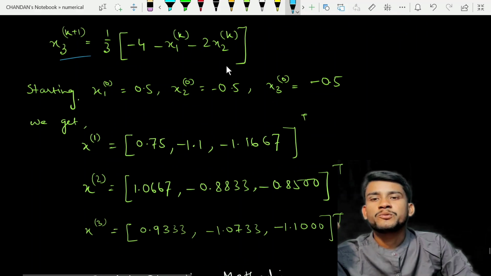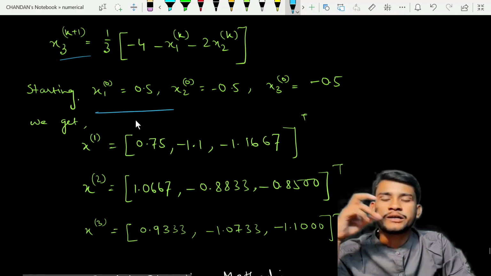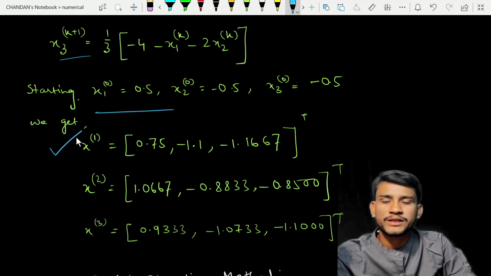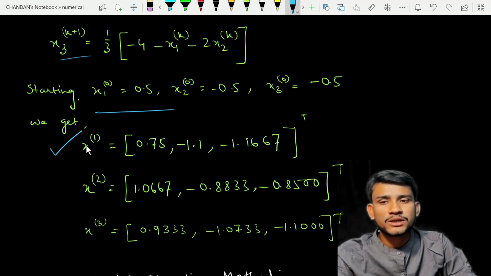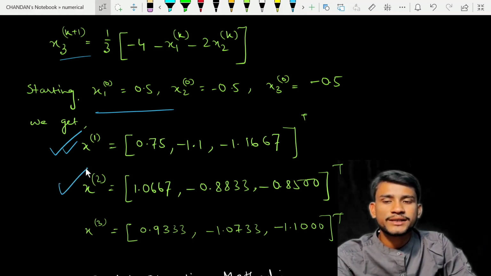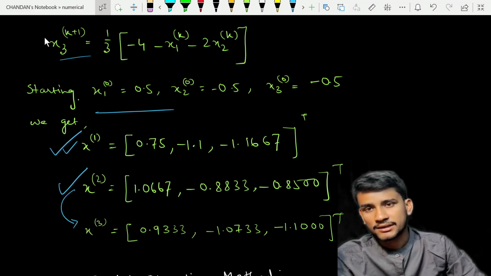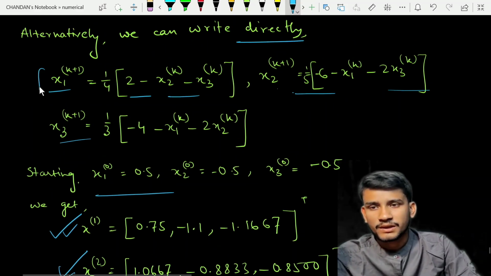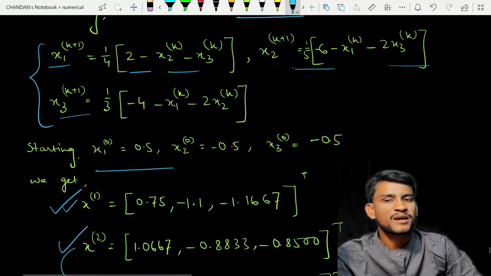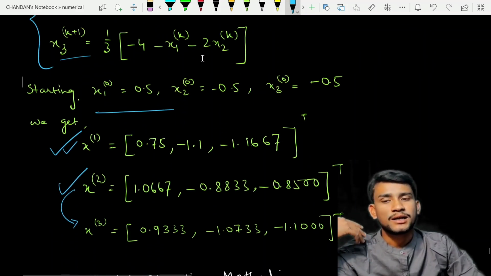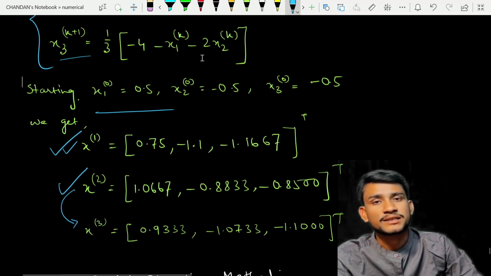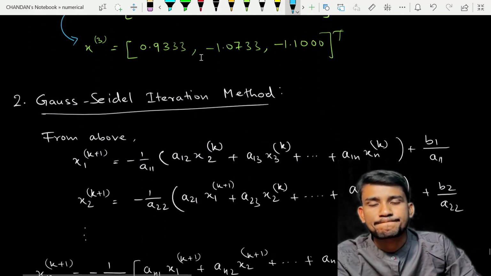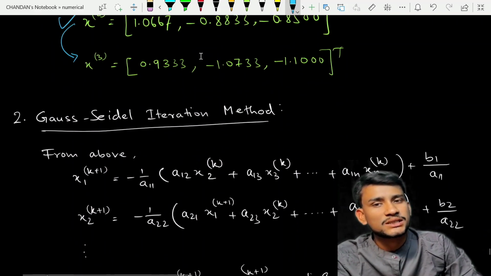Now if we put the values of x0, that is the initial vector, we get the first iteration. Then we put x1 and get the second iteration. If we put the values of x2 into this scheme, we get the third iteration, and similarly we can calculate the next iterations. So this is the Gauss Jacobi method.